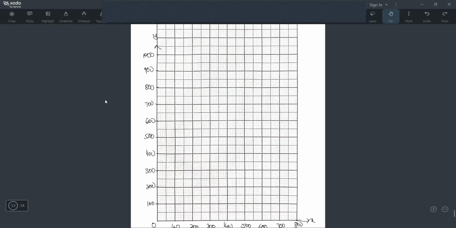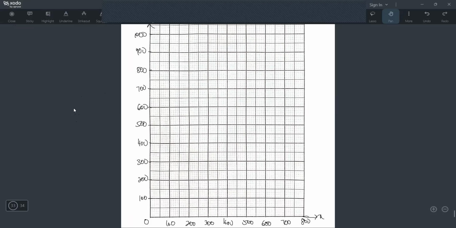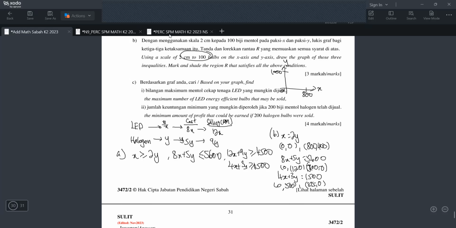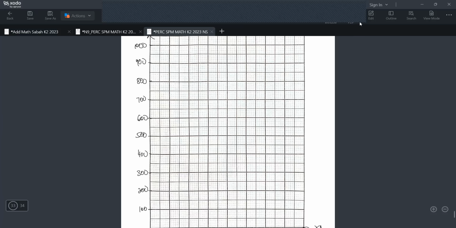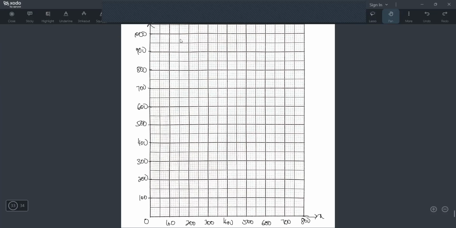Okay, now it's time to plot. Let's make this bigger a bit. Okay, nice. All right, now we go back to the points. What is my first point? 0, 0 and 800, 400. So 0, 0 is here. 800, 400 is here, right? So now you will use your long ruler and you will draw a line. So this is your line. Let's make it nice.